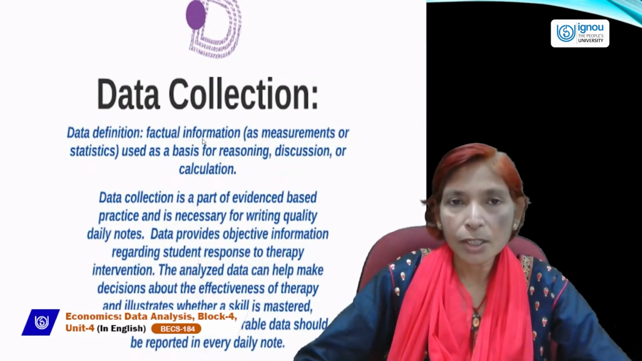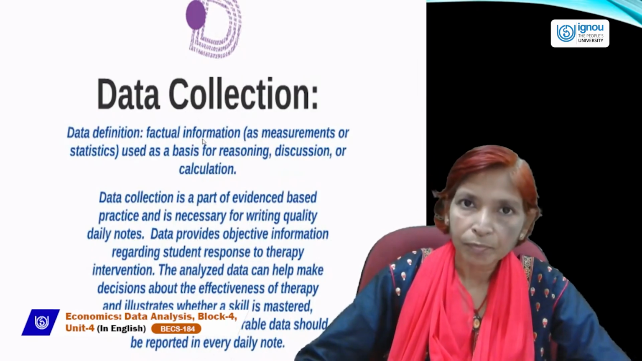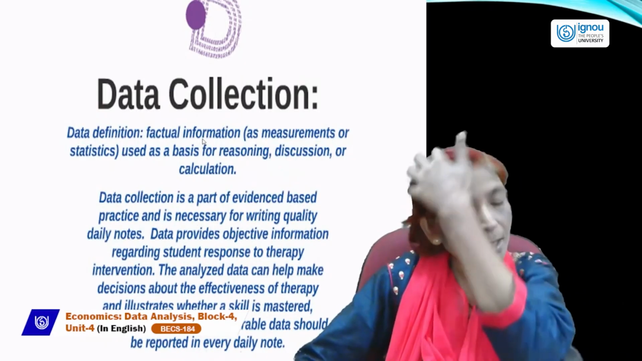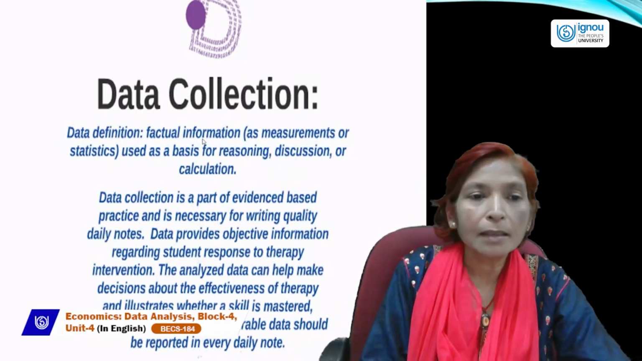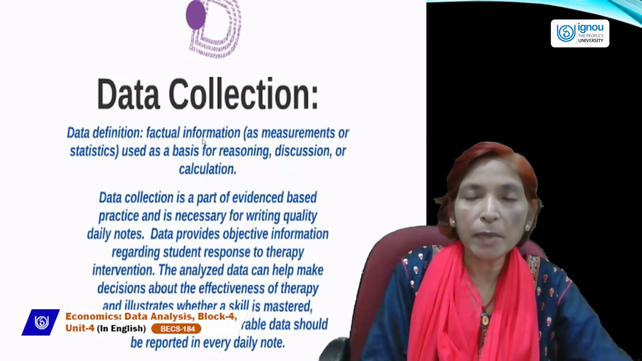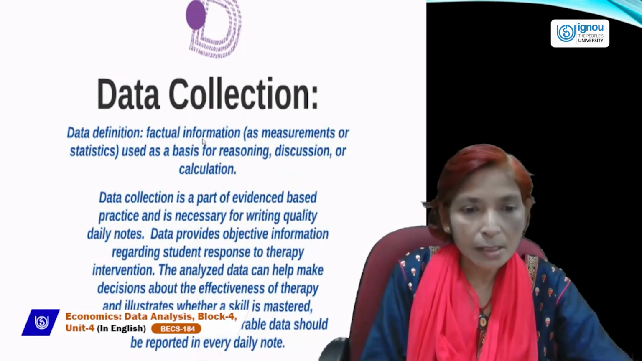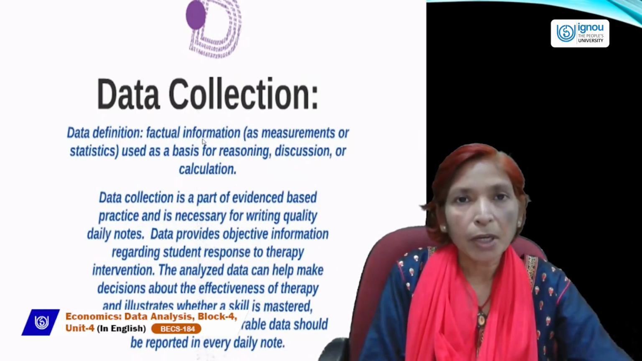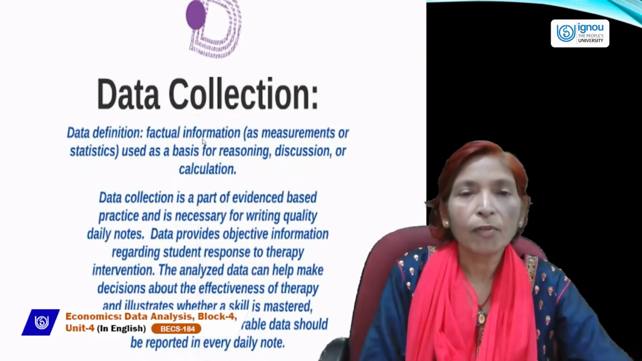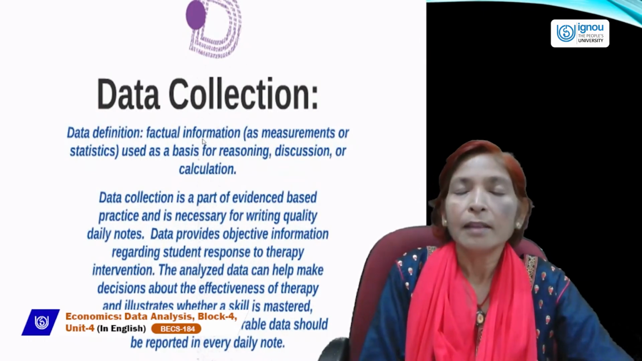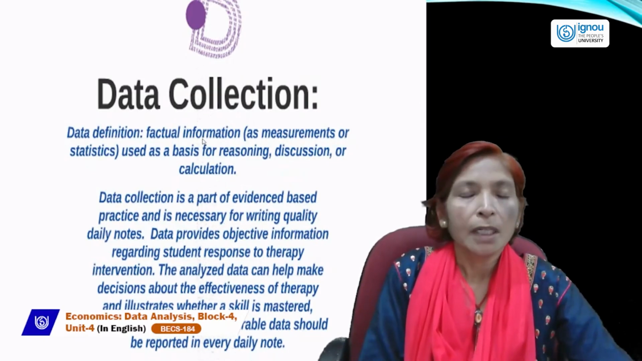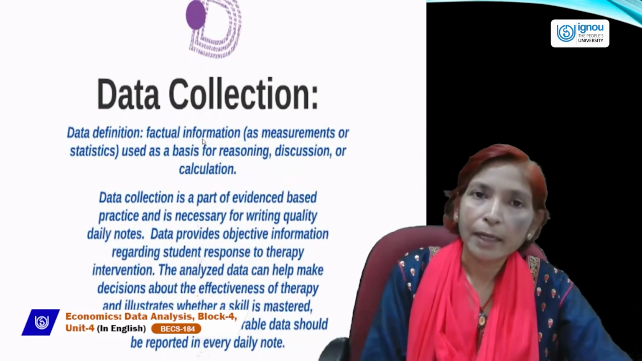So data collection is a way through which we can collect data for our data analysis. Data is a numerical term. Data is that which can be measured in terms of accurate figures, and data collection has a specific objective, because if we want to do research and analyze the collected data, then we need to collect data. We can collect it either from primary sources or from secondary sources.